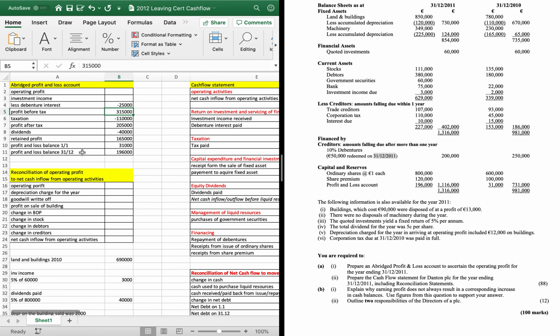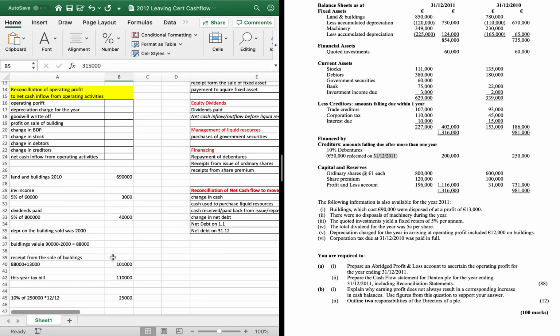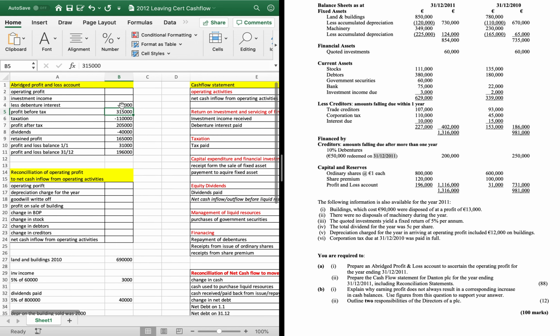Was there investment interest? They gave us 5% return on this, so we worked out the investment interest to be 3,000. So then we've got what number? Plus 3 minus 25 is 315. So add on the 25 and take away the 3. It gives you 337. And that becomes your starting figure for your operating profit.